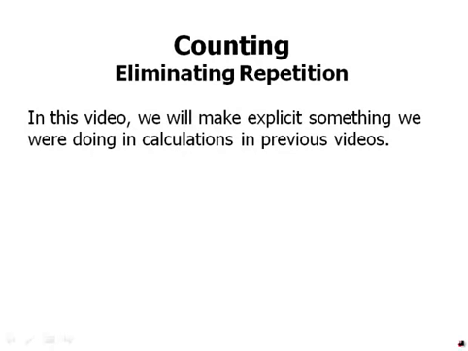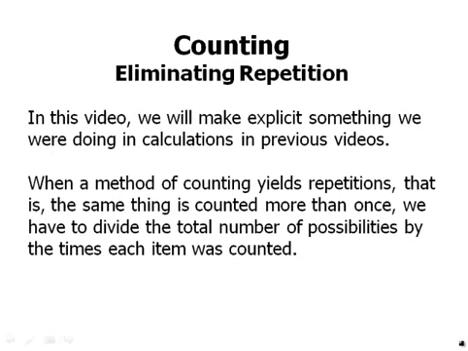Eliminating repetition. In this video, we will make something explicit that we were doing in calculations in the previous video. When a method of counting yields repetitions, that is, the same thing is counted in more than one way, we have to divide the total number of possibilities by the number of times each item was counted. So if each particular arrangement was counted 3 times, we have to divide by 3.